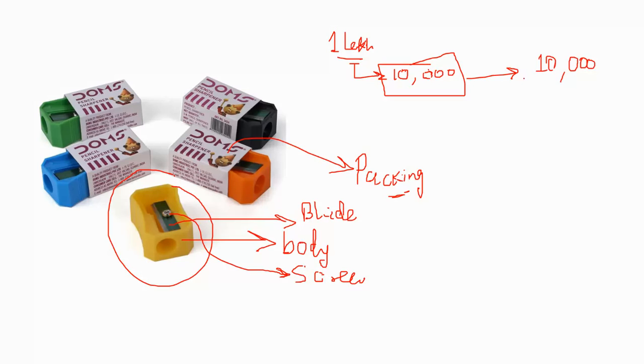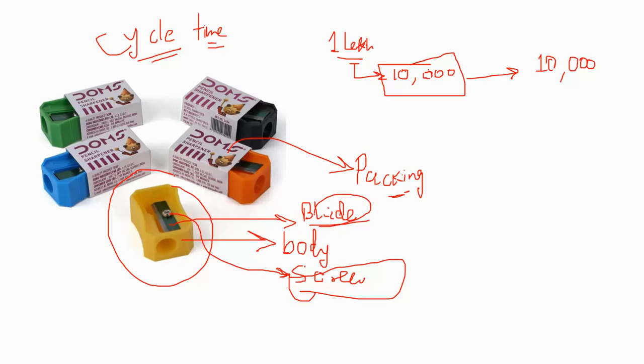So from that, what you will do in the master production schedule, that is also one thing, that is cycle time. I forgot to mention that there is a cycle time also. For example, if you are procuring the blade and screw from outside, and packaging you are also procuring from a supplier, so you are only making the body, let us assume.